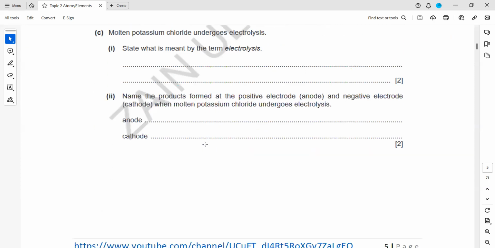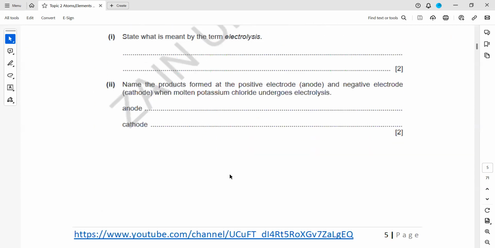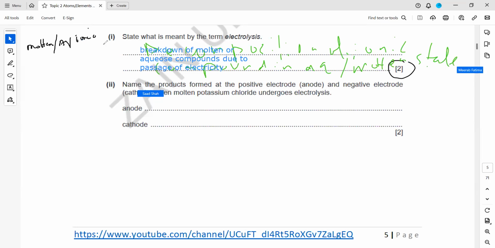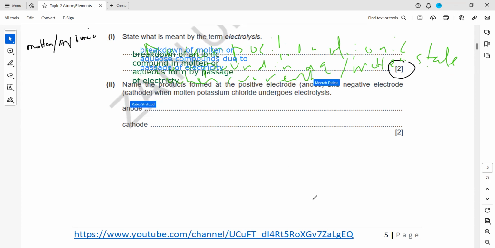The next is that molten potassium chloride undergoes electrolysis. The term electrolysis means the breakdown of molten, or you have to mention, because it's 2 marks and I already shared with you the standard definition. So breakdown of a compound or process of passing current through a molten or aqueous ionic substance. So breakdown of a molten or aqueous compound by the passage of electricity.